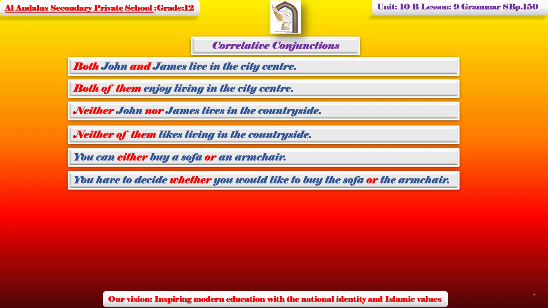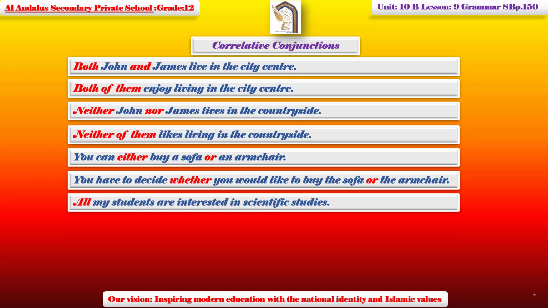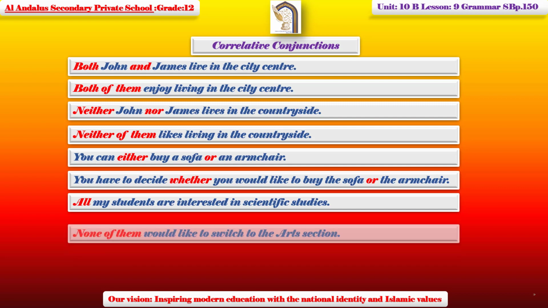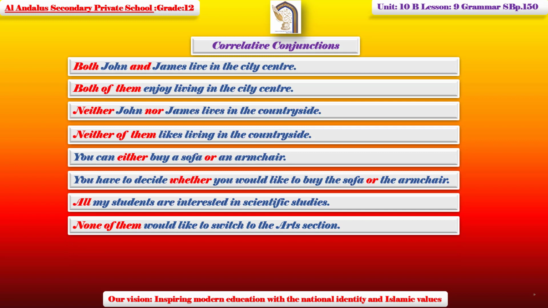Now we move to words which are used when we are talking about plural. With positive sentences, we can say, all my students are interested in scientific studies. This is a positive sentence, as you can see. But what about a negative one? None of them, none of my students would like to switch to the arts section.